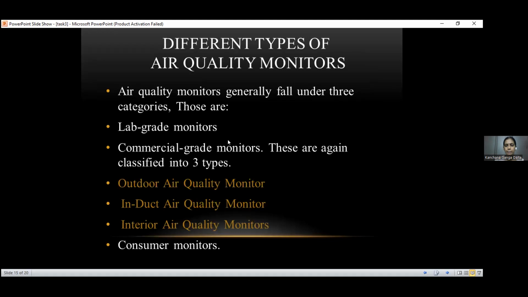And what are the different types? There are many different types of air quality monitoring systems, so there is a classification of the systems. One is lab grade monitors, the second is commercial grade monitors, and the third is consumer monitors. Firstly, what are lab grade monitors? Lab grade monitors are air quality monitors which are only used by officials, and they cost some lakhs or even some crores. So they should only be used by officials.